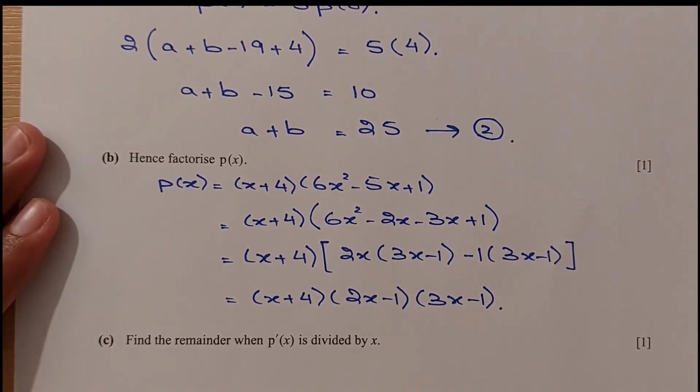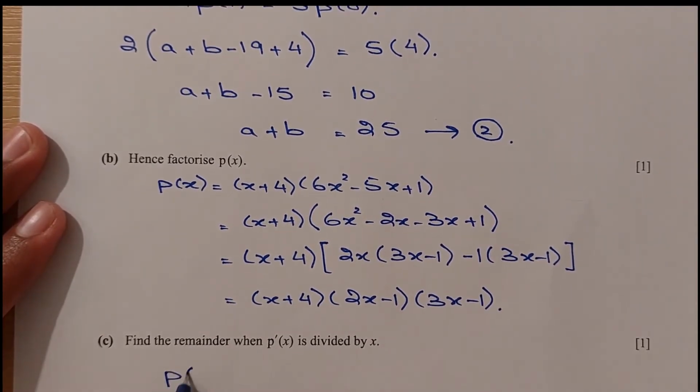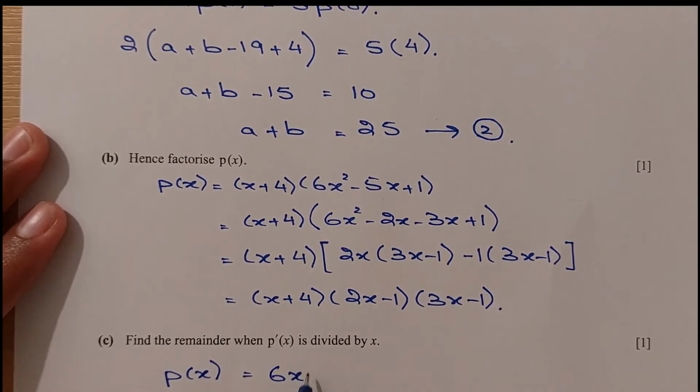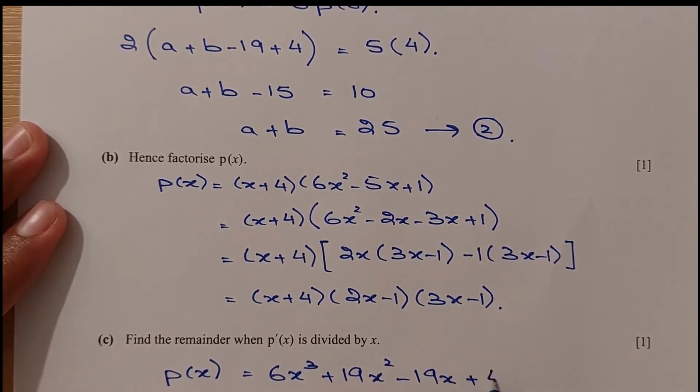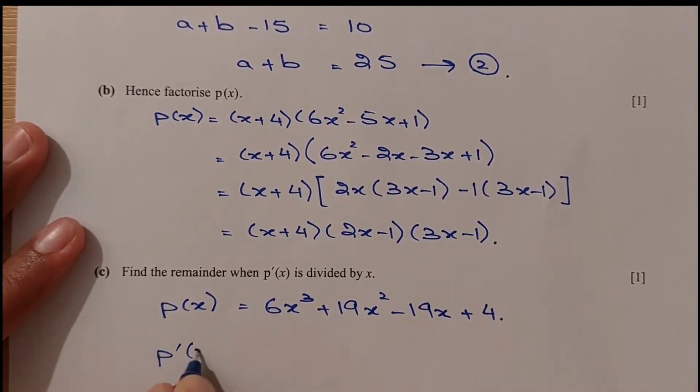Now for the C part, find the remainder when p prime of x is divided by x. So first write down p of x, that is 6x cubed plus 19x squared minus 19x plus 4. This is p of x. Now let me find p prime of x. P prime of x is the first derivative of p with respect to x.